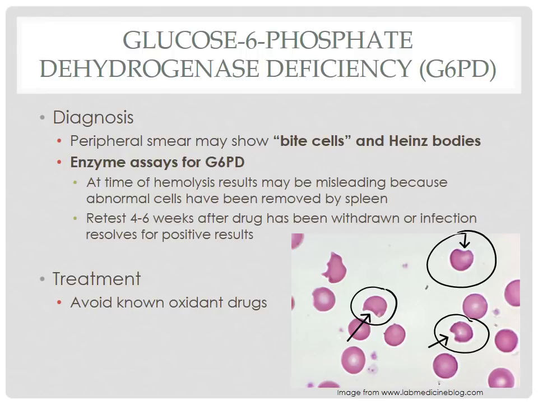Ultimately, the diagnosis for G6PD deficiency should be done by the enzyme assay for G6PD. If this assay is done at the time of hemolysis, it could be misleading because these abnormal cells have already been removed by the spleen. So the best thing to do is retest the assay in 4 to 6 weeks after the drug or the infection or whatever was causing the oxidation has been removed or resolved, and you will see positive results for that assay. Treatment for the patients is to avoid all known oxidant drugs or oxidant stress, or be very careful of infections.